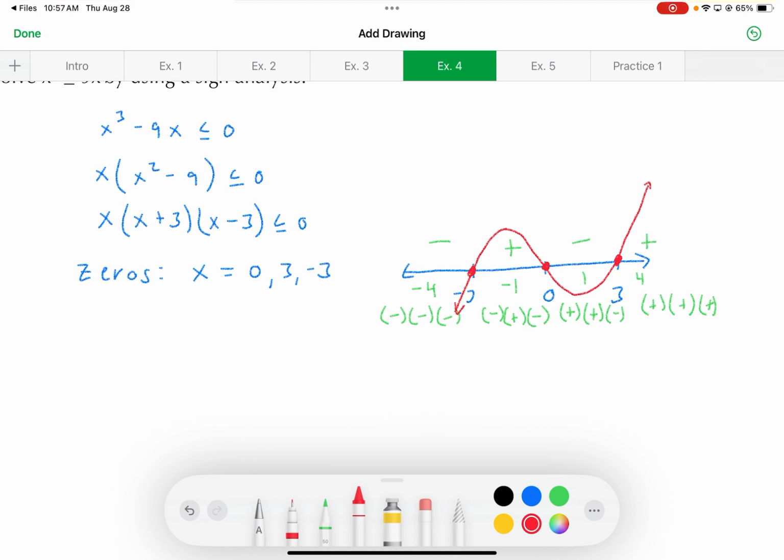And then is it the positive intervals or the negative intervals that are going to make this inequality true? The negatives, if we're less than or equal to 0, right? So we're going to choose here and here. So our solution is going to be negative infinity to negative 3 inclusive, union 0 to 3 inclusive.